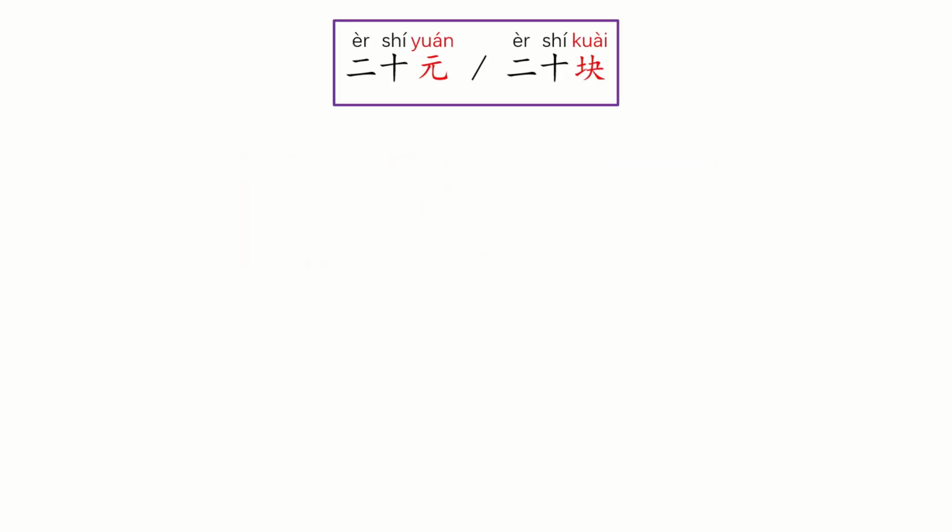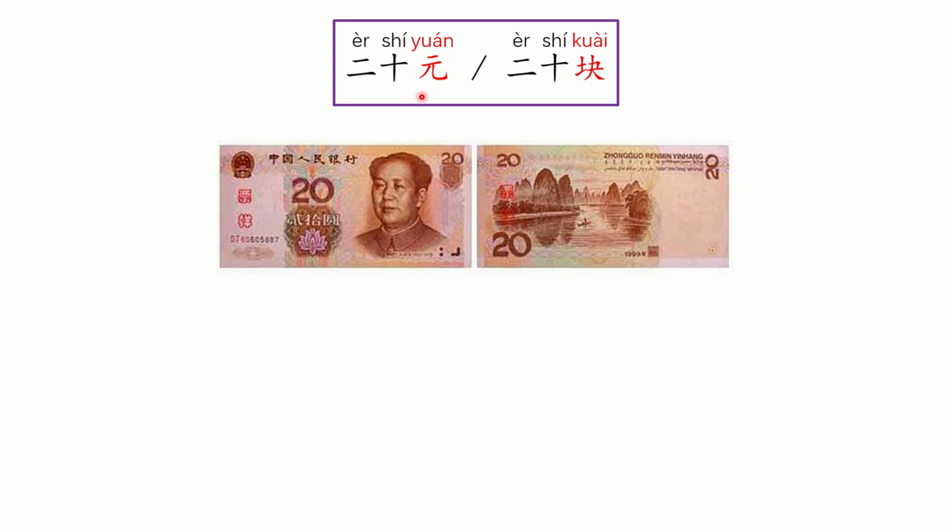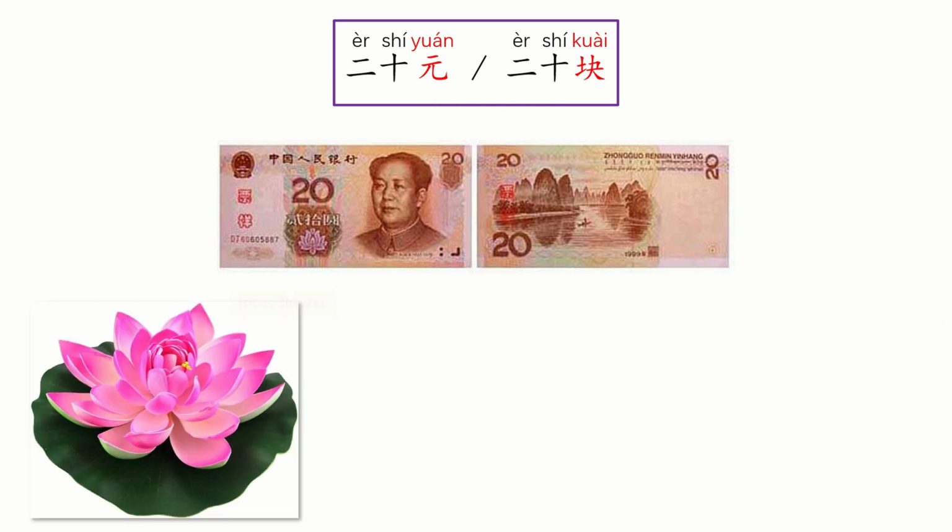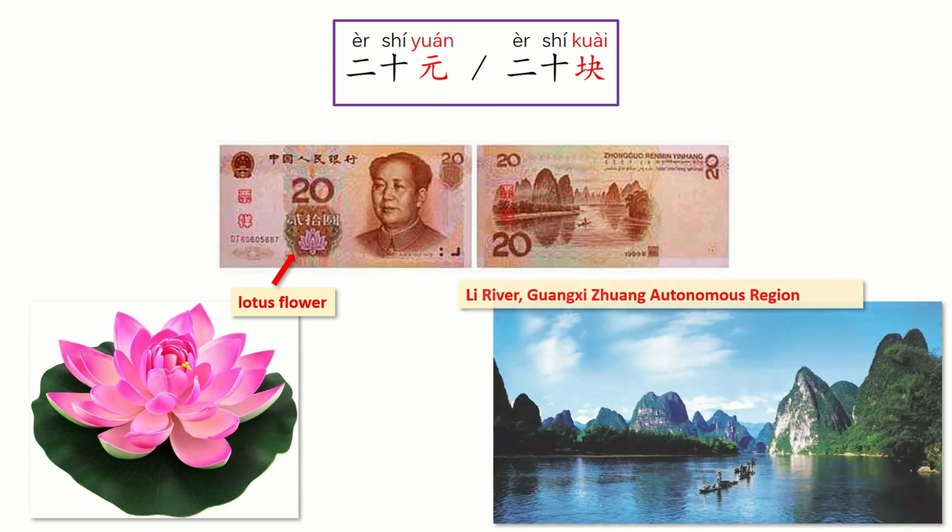This is the $20 note, which we call 20 yuan or 20 kuai. This note has the lotus flower and the famous Li River scenery in the Guangxi Zhuang Autonomous Region. This region is home to the Zhuang people who speak the fifth language represented on the banknotes that I mentioned earlier.